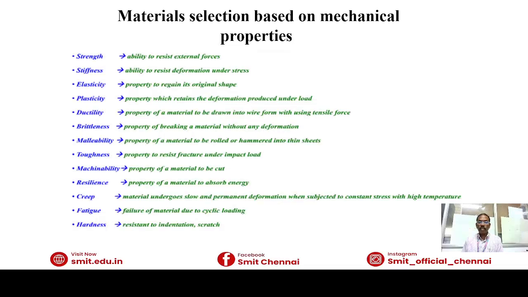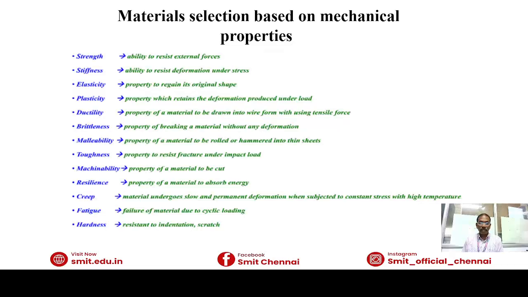Ductility is the property of a material to be drawn into a wire under external loads. Brittleness is the property of a material which breaks under applied load. Malleability is the property of a material to be rolled into plate or deformed in shape under applied load. Toughness, the property of resisting fracture, is called toughness. Machinability is the property of a material to be cut or machined.